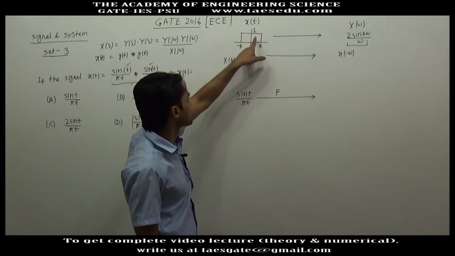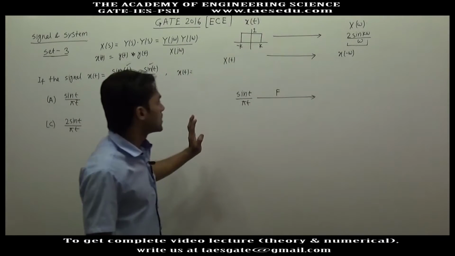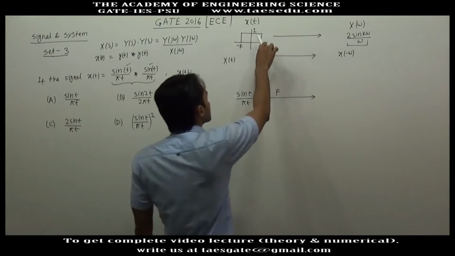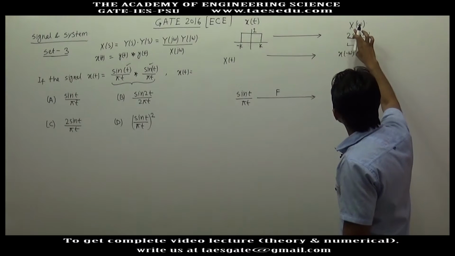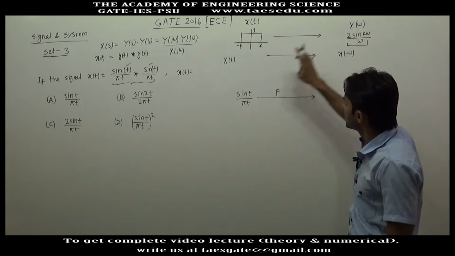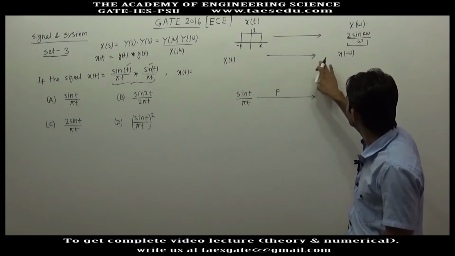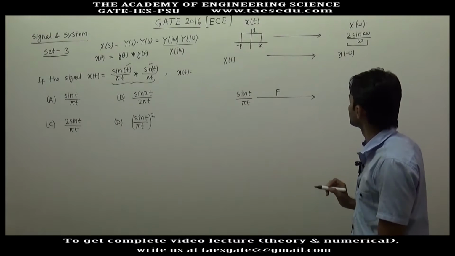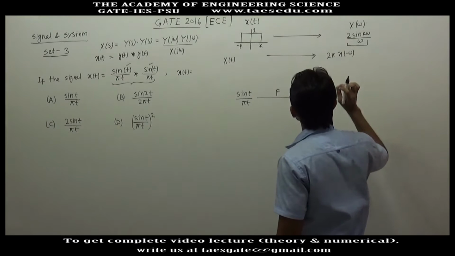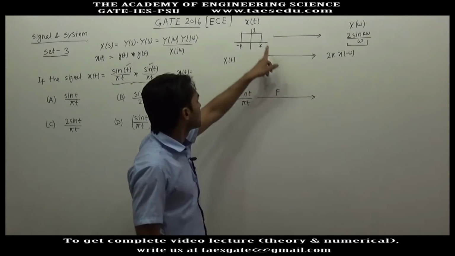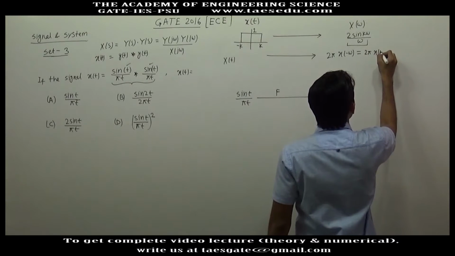And since small x is an even function, the duality theorem says that if small x(t) has a Fourier transform capital X, then capital X will have a Fourier transform equal to small x multiplied by 2 pi, with minus omega. Now small x is an even function, so 2 pi x(minus omega) will be 2 pi x(omega).